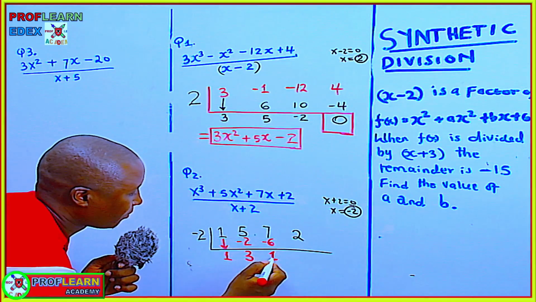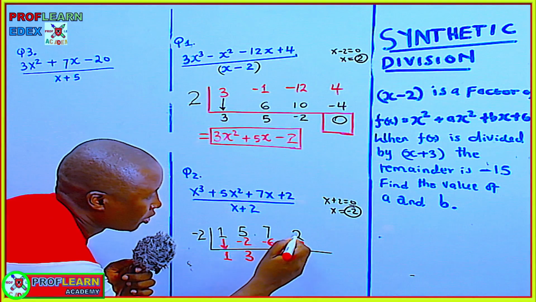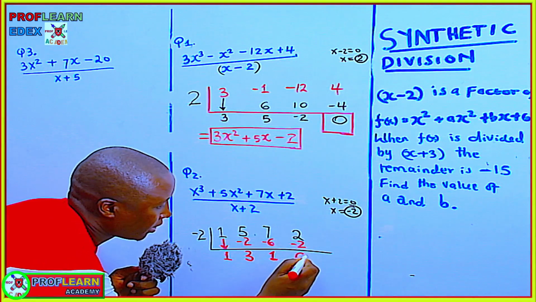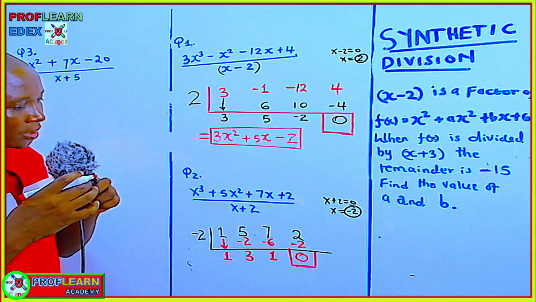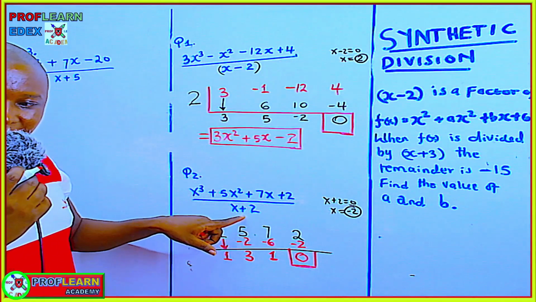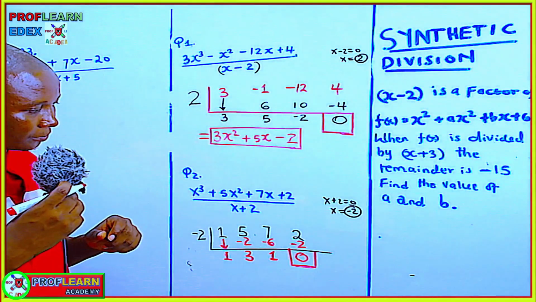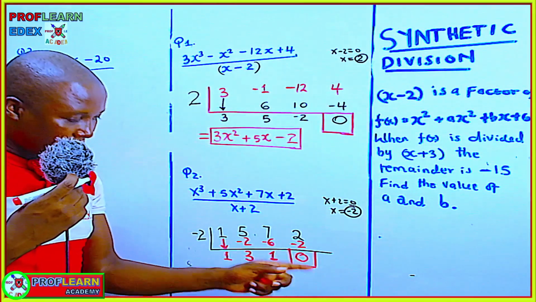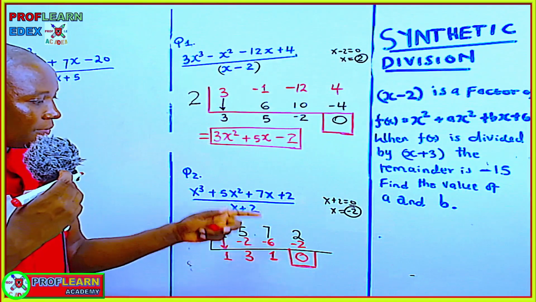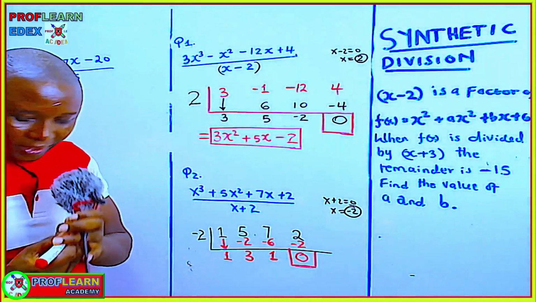Then negative 2 times 1 is going to give us negative 2. So we write negative 2 here. If you add these two numbers, you get what? 0. So this term we have here is a 0, which means that x plus 2 is a factor. But if we could not get 0, if we got a different value here, not 0, then we could conclude that this is not a factor.